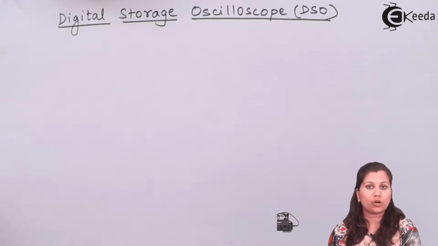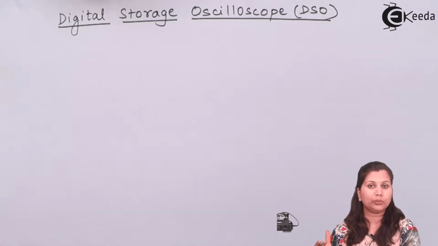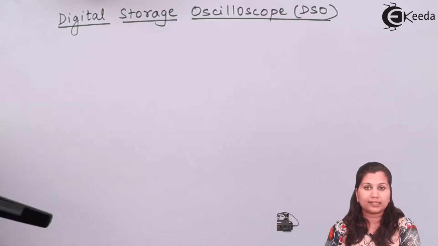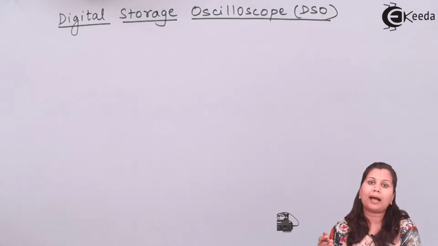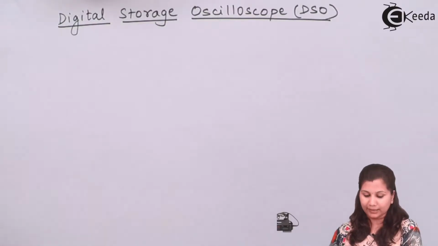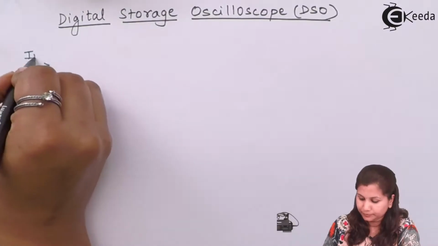So digital storage oscilloscope, what it does, it accepts an analog signal. It is going to convert that analog signal into a digital signal, store it in the digital memory, and then it is going to convert that signal again into the analog form and display it over the screen. So if we see the block diagram of a basic digital storage oscilloscope, first we will have the input signal.